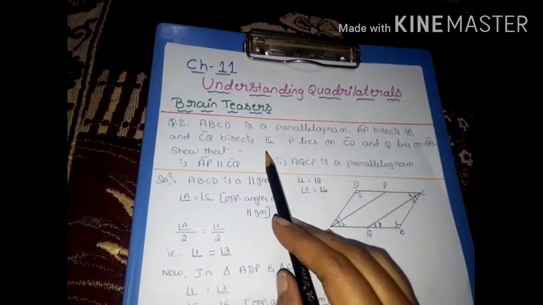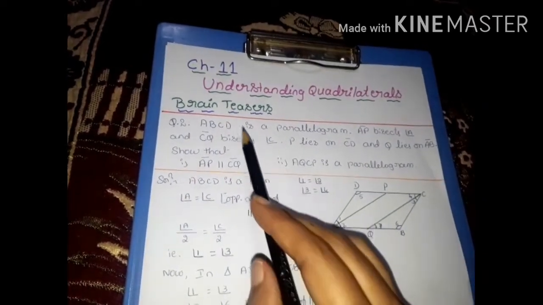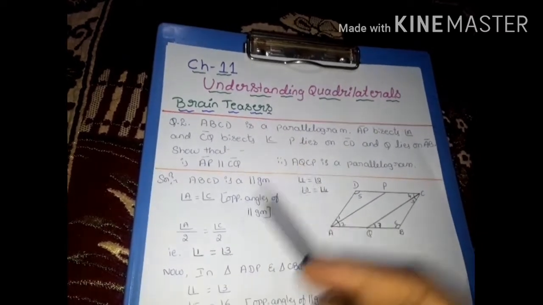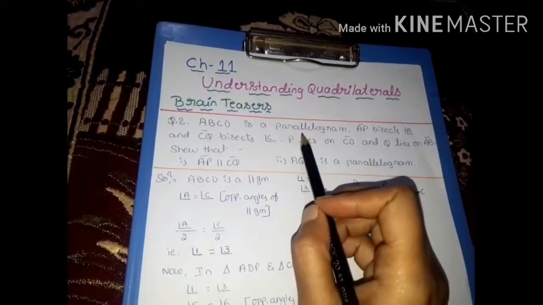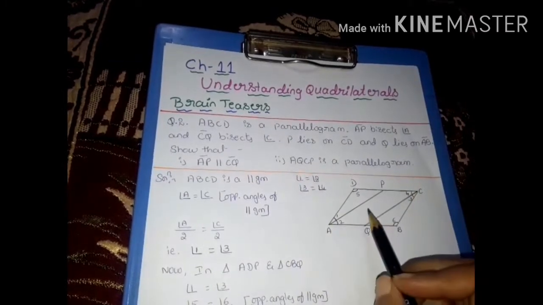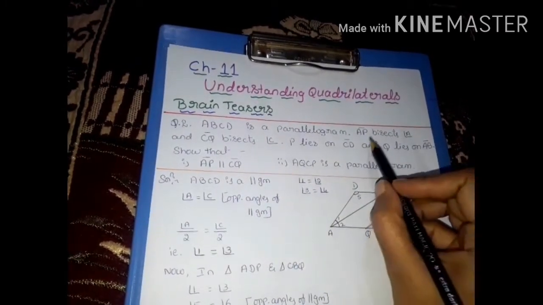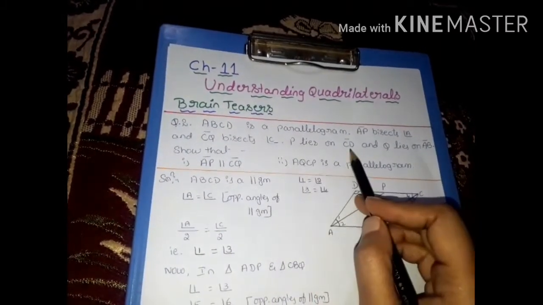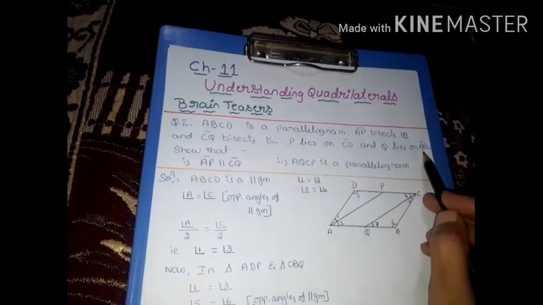This question is very important. Here you have to draw the diagram according to the question. ABCD is a parallelogram. First draw ABCD, one parallelogram. AP bisects angle A and CQ bisects angle C. P lies on CD and Q lies on AB.